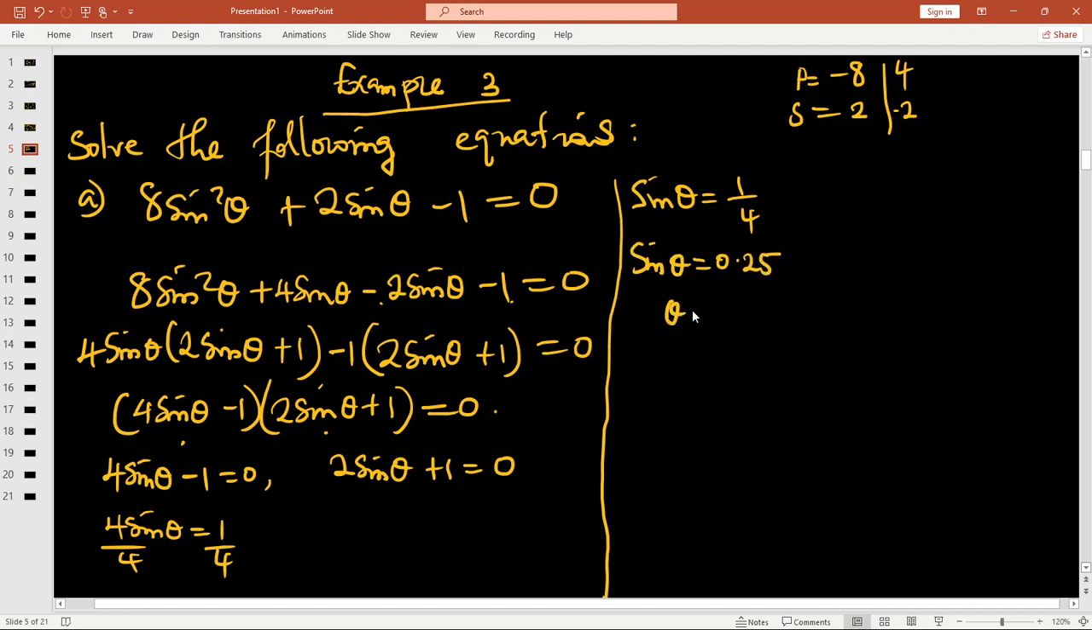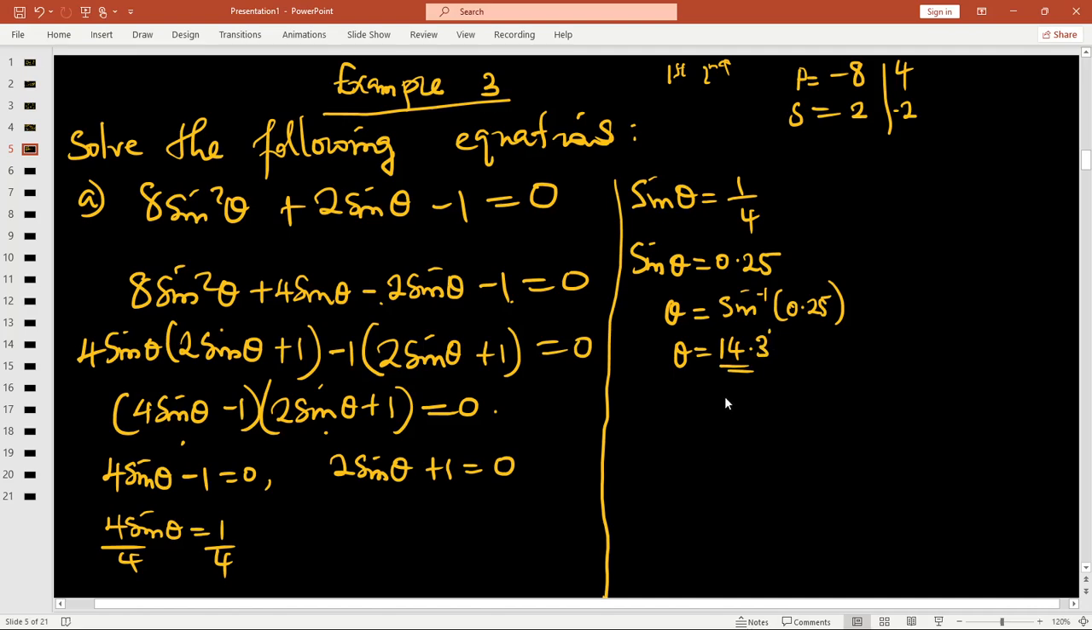Then theta here is equal to, so now if this is a positive number, we know that we're going to get our solutions from the first quadrant and the second quadrant where the sine function is positive. So theta here is simply equal to sine inverse of 0.25. Sine inverse of 0.25, we have 14 degrees there. So theta here is equal to 14 degrees, so let's just say 14.3 degrees here.